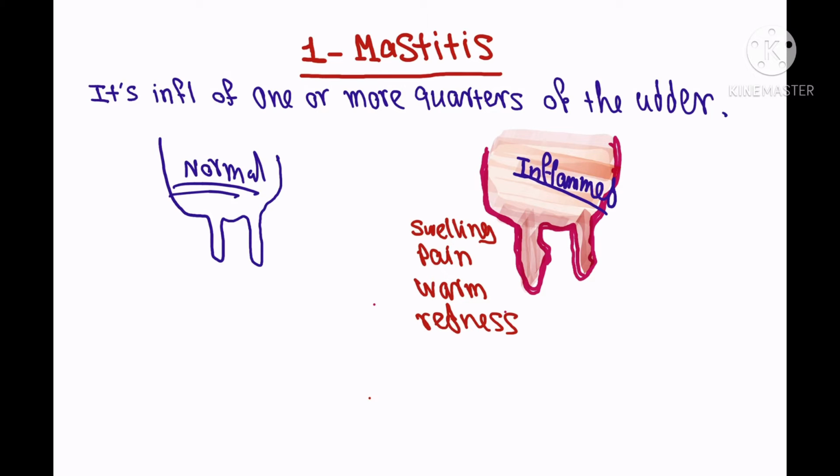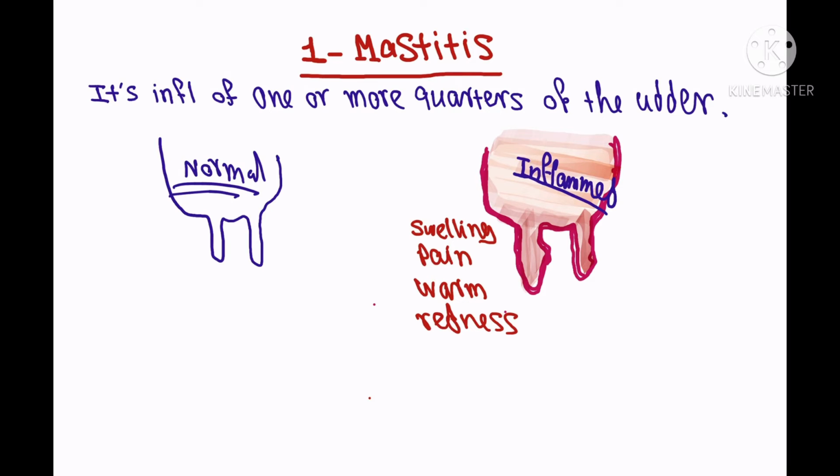Mastitis is the inflammation of one or more quarters of the udder. In cattle and camels, the udder consists of 4 quarters, while in sheep and goat, the udder consists of 2 quarters. So the definition of mastitis is an inflammation of one quarter or all quarters of the udder.